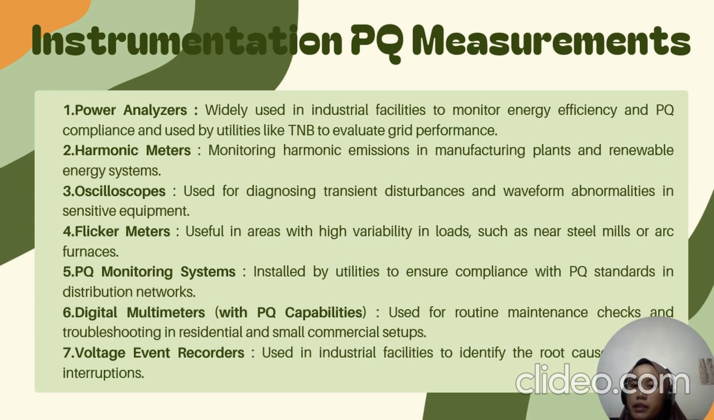Second, harmonic meters, monitoring harmonic emissions in manufacturing plants and renewable energy systems. Third, oscilloscope, used for diagnosing transient disturbances and waveform abnormalities in sensitive equipment. Fourth, flicker meters, useful in areas with high variability in loads such as near steel or arc furnaces. Fifth, PQ monitoring systems, installed by utilities to ensure compliance with PQ standards in distribution networks.